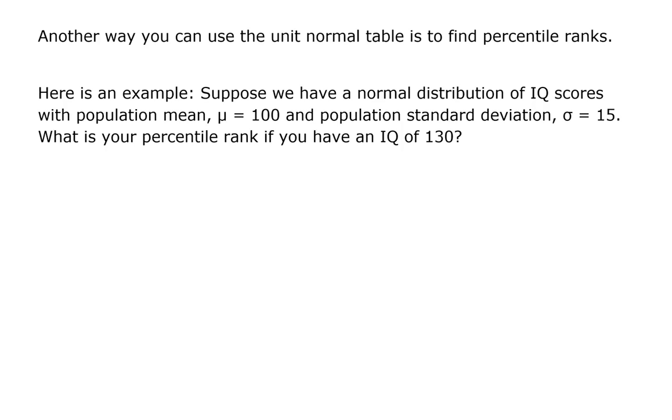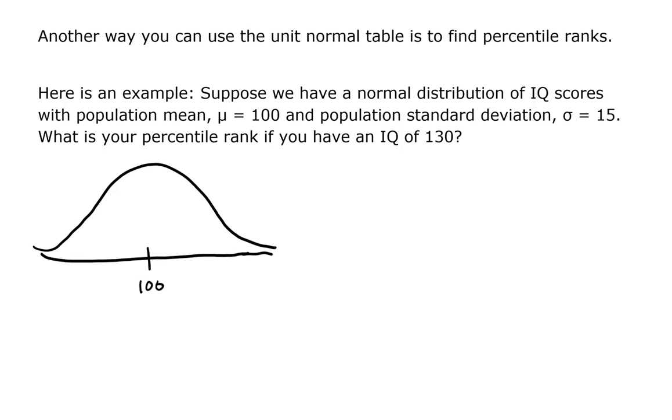Another way you can use the unit normal table is to find percentile ranks. Here's an example. Again, we're going to use the normal distribution of IQ scores with population mean equal to 100 and population standard deviation sigma equal to 15. What is your percentile rank if you have an IQ of 130? So again, we're going to sketch this out. And remember that percentile ranks has to do with, here's 100, sorry. Percentile ranks, so here's 115, 130. Sorry, I can't do two things at once.